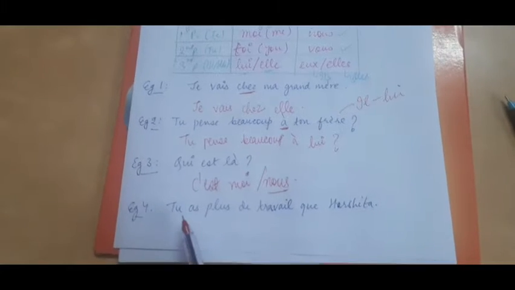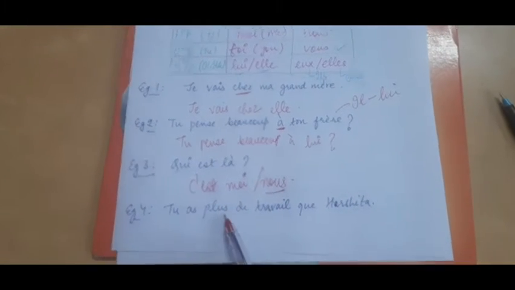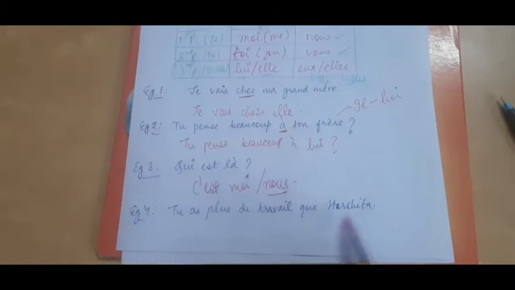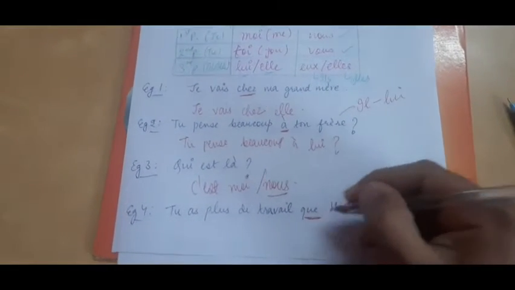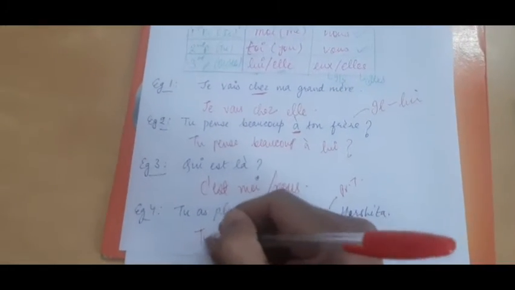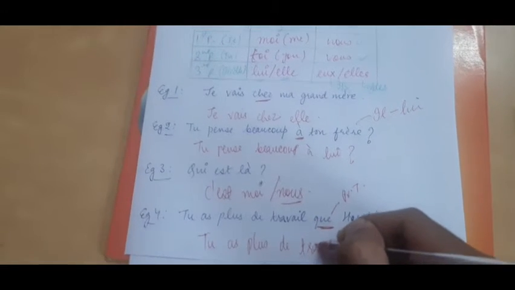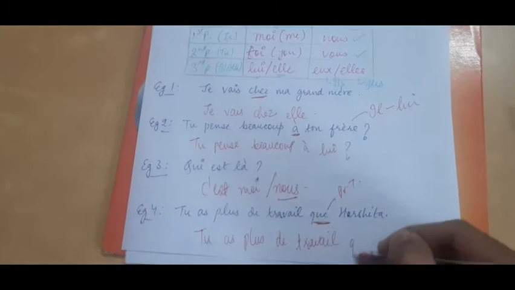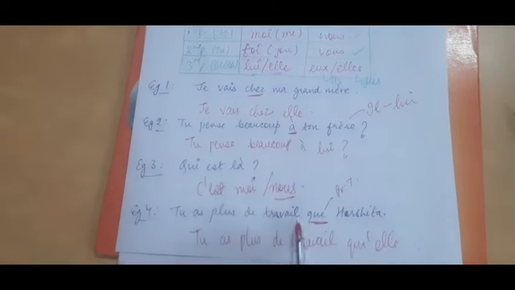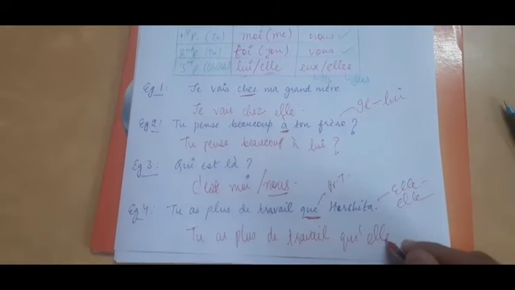As simple as that. Fourth, tu as plus de travail que Harshita. So you have more work than Harshita. So que is indicator of pronom tonique. So we are going to say tu as plus de travail qu'elle than Harshita. Harshita is elle, which is elle only in pronom tonique.